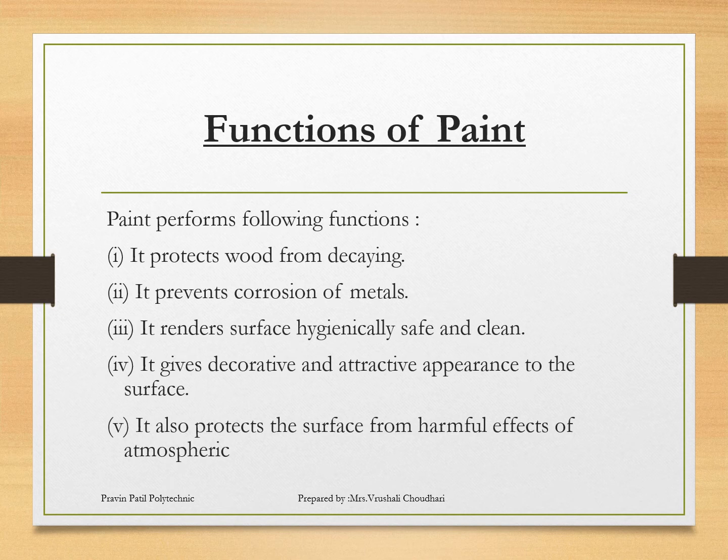Similarly, it protects the surface from harmful effects of the atmosphere. What are the atmospheric conditions? There is UV light in the atmosphere. Due to that, the metal as well as the wall get affected. So due to the paint, the wall will remain as it is.